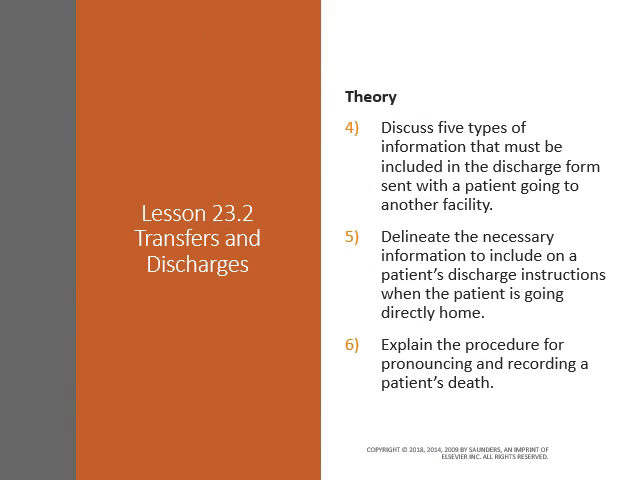Let's move on. Lesson 23.2, Transfers and Discharges. Upon reading your Chapter 23 as well as previewing this presentation, you'll gain the following knowledge. You will be able to describe 5 types of information that must be included in the discharge form sent with a patient going to another facility. You'll be able to delineate the necessary information to include on a patient's discharge instructions when the patient is going directly home. And also, you'll be able to explain the procedure for pronouncing and recording a patient's death.